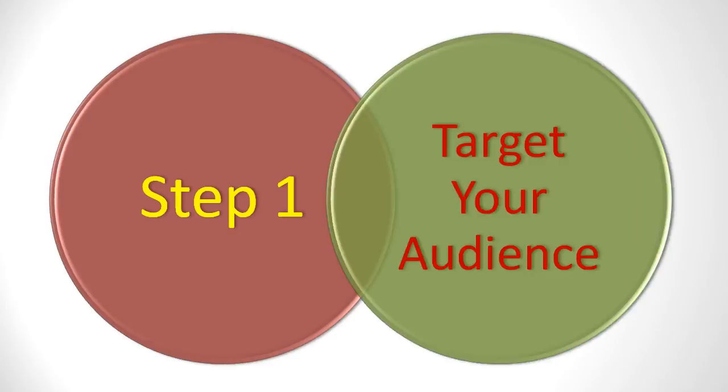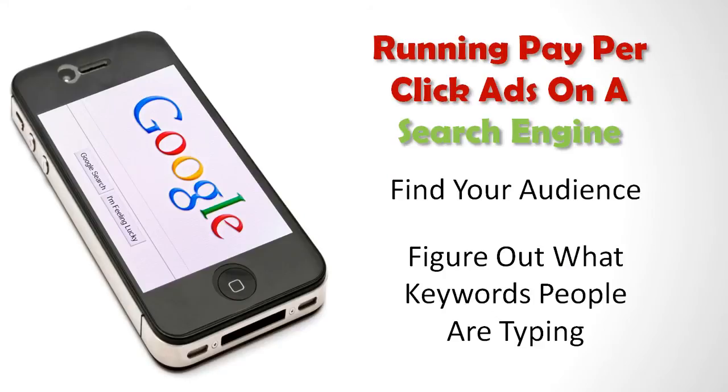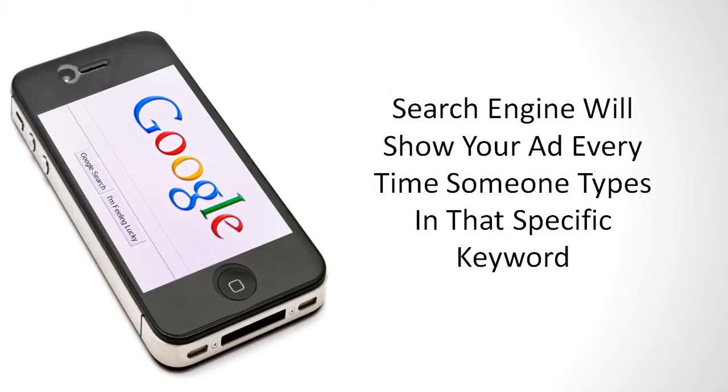With paid traffic, one of the very first things you need to do is find out who your audience is. If you're going to be running pay-per-click ads on a search engine, you can find your audience by figuring out what keywords people are typing into the search engines. The search engine will show your ad every time someone types in that specific keyword.